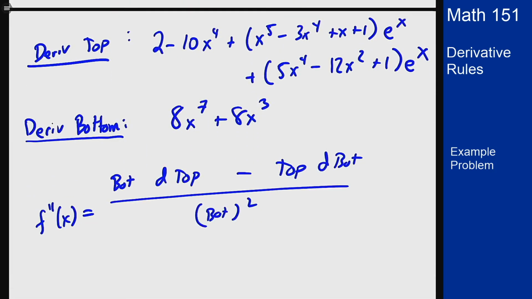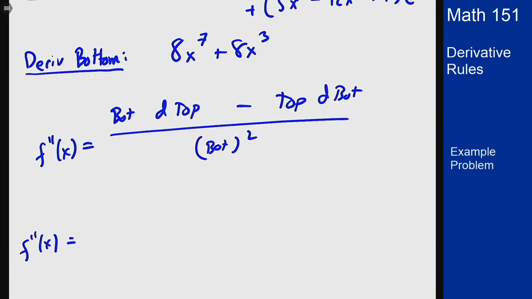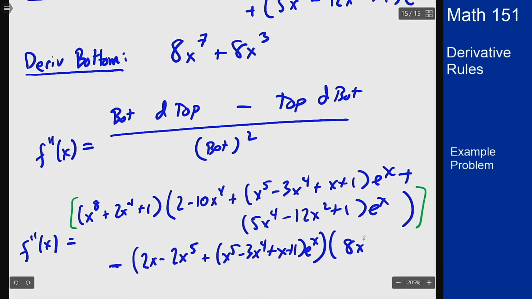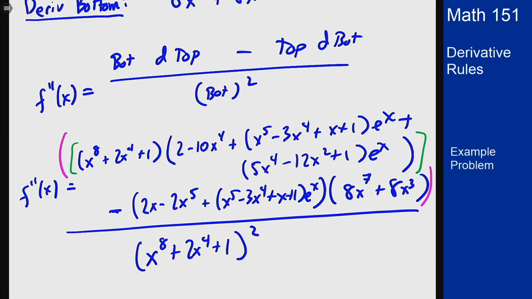Well, there's our quotient rule formula, and now we can just stick in the different formulas we have for the different parts of the original fraction. So, f double prime should be, we get the bottom times the derivative of the top, minus the top times the derivative of the bottom, 8x to the 7th plus 8x cubed, and then all divided by the bottom squared. And that there is terribly messy, but that's the formula for the second derivative of this function. You can simplify things out more if you wanted to, but that would be sufficient for an answer to this sort of a problem.